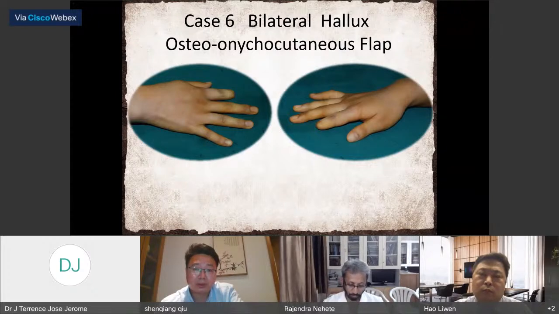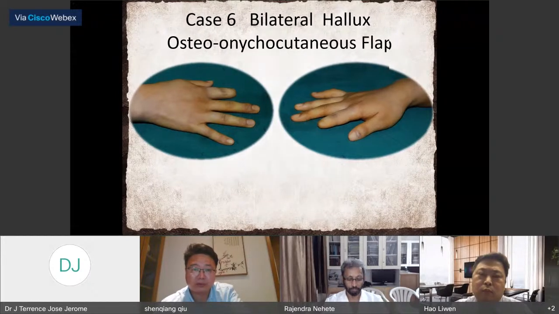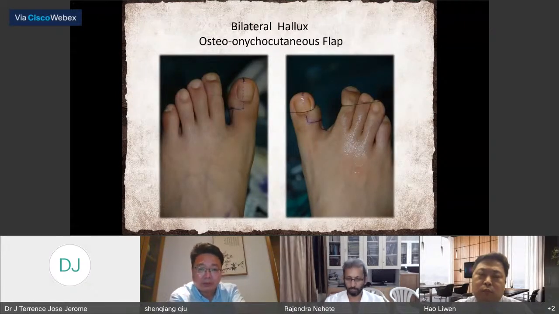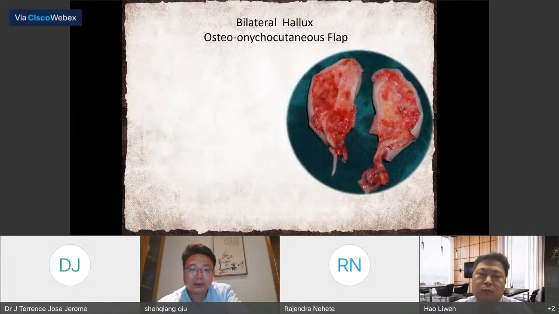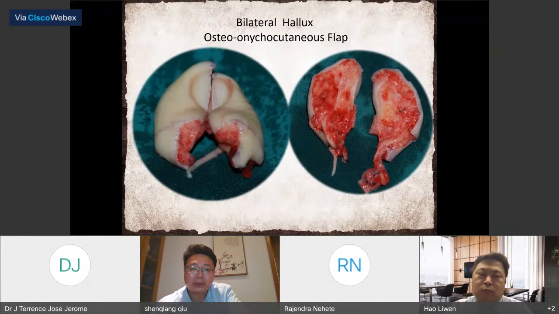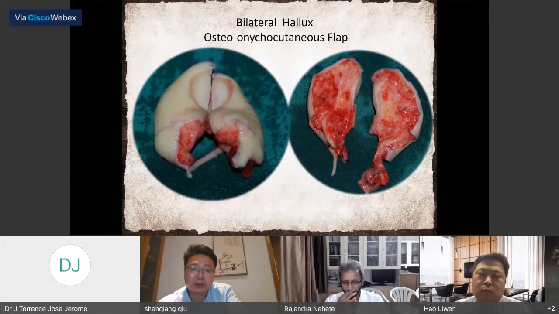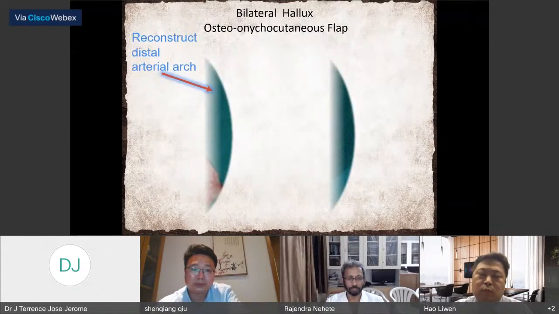It is applicable for the distal segment defects of one finger. Harvest from both feet. Two middle plantar flaps were designed. And then assemble them bone to bone, nail to nail. And the distal end of the artery was also anastomosed to reconstruct the distal arterial arch.